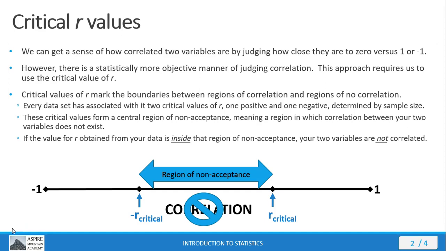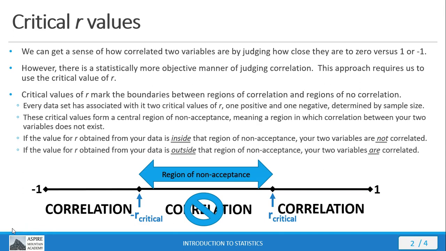So if your R value from your data set is inside that region of non-acceptance, then your two variables are not correlated. However, if your R value that you obtain from your data is outside that region, on either the negative side or the positive side, then the two variables in your data set are correlated.